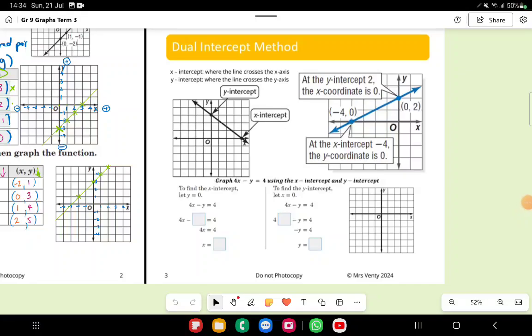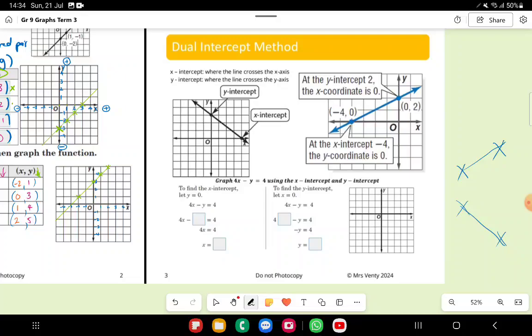Welcome back, grade 9. This is video 2 on graphs, and today we are going to learn how to do the dual intercept method. Now we know in order to draw a line we need 2 points. So if I have any 2 points, I can use a ruler and connect those two and create a line. I did a terrible job there because I did it without a ruler. But in order to draw a line, I need 2 points.